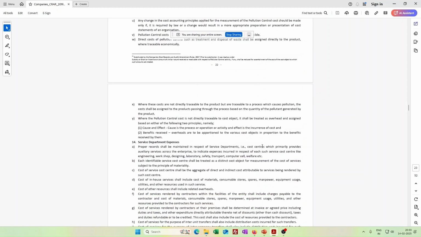Service department expenses. Each and every company has two types of department. One is the production department, which is called the production cost center. Another is the service department, some departments which give service, like the stores and workshop. All service department expenditure is indirect expenditure, and proper records should be kept for allocating it to production cost centers as per their usage.